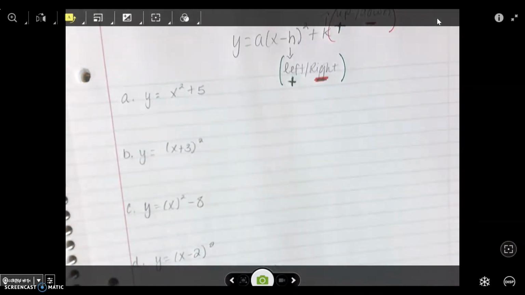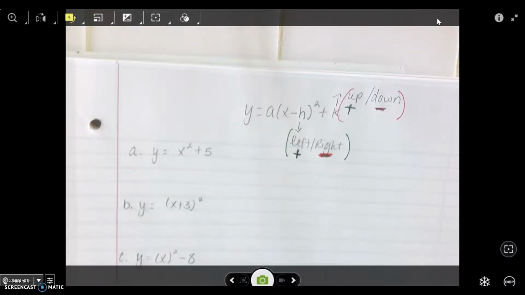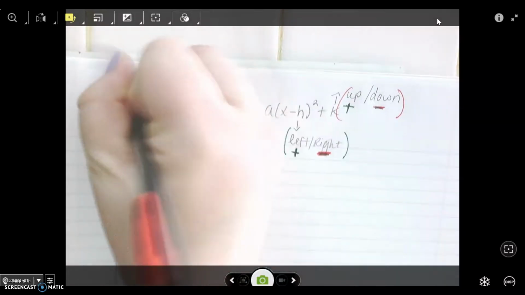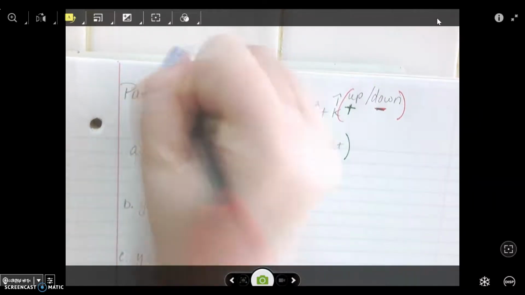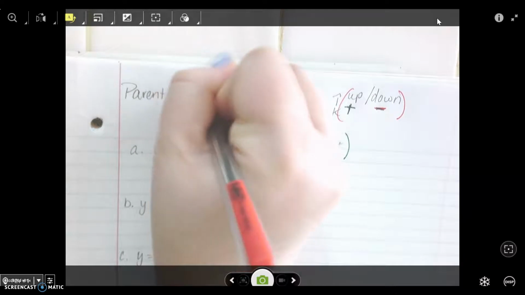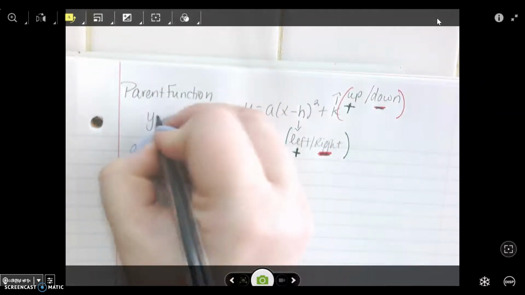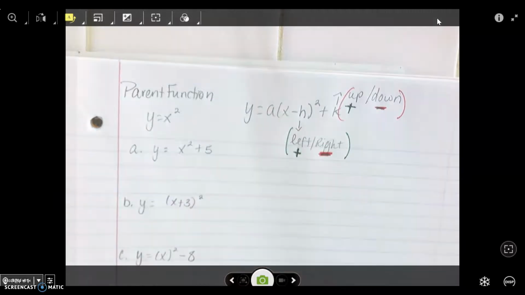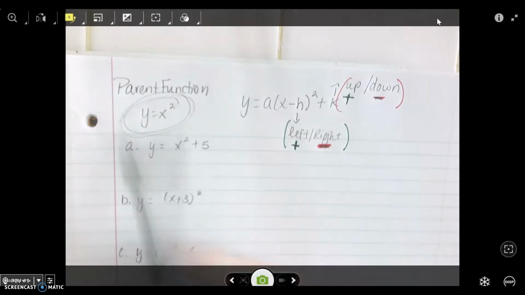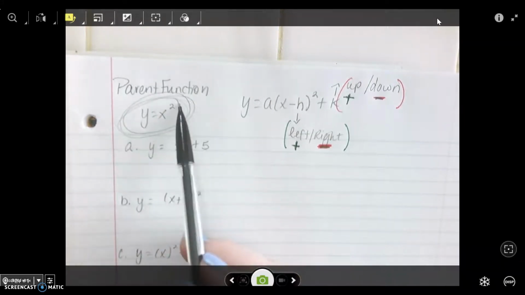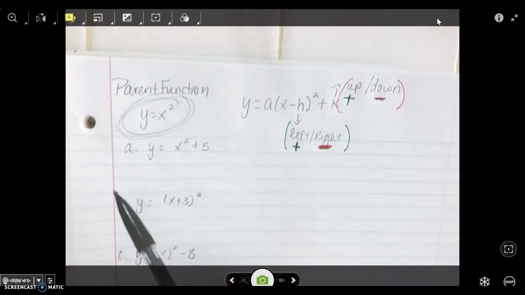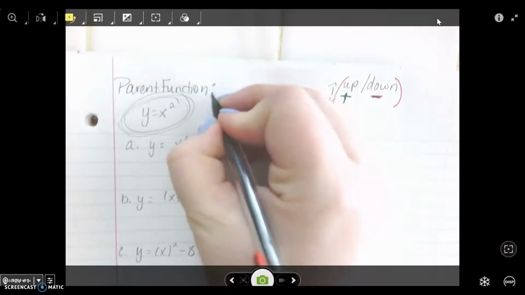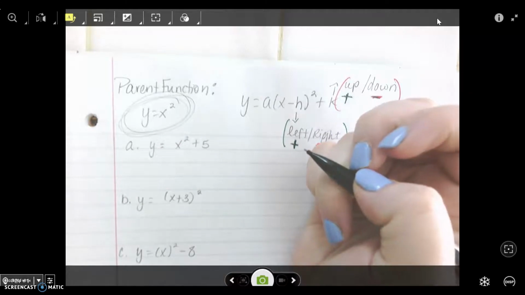So let's just look at these. The first one was y equals x squared plus 5. Sorry, I forgot to mention your parent function is y equals x squared. That's always what you're referring back to. When you want to see if something changed, you see how it changed based on the movement from this graph. And we can look at Desmos Graphing Calculator to see that. So this is always going to be your parent function, y equals x squared.